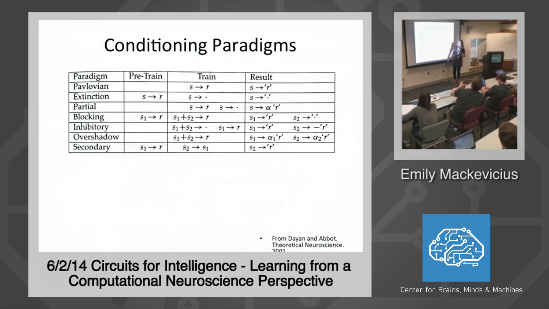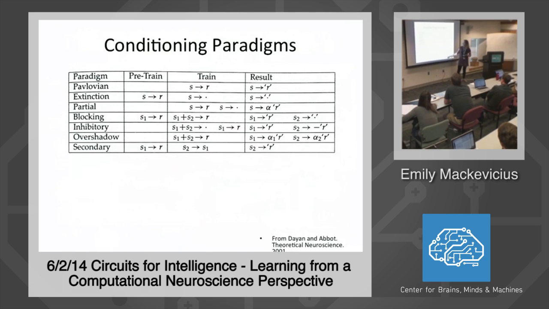So this rule can be described by the Rescorla-Wagner rule. The weight changes as a function of how your reward differs from your predicted reward. So let's say you're trying to predict how much reward you're going to get. That'll depend on the difference between how much reward you expected and how much reward you actually got. So this simple rule explains many conditioning paradigms.